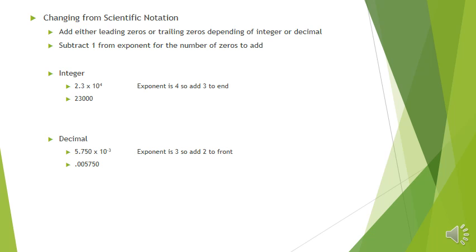Now let's say you want to go from scientific notation to a number. Sometimes you need to do this. So the way to do it is, you're going to add leading zeros or trailing zeros depending on if you have an integer or a decimal point. If you have an integer, you'll be adding trailing zeros. If you have decimal points, you'll be adding leading zeros. Now to figure out how many zeros to add, you simply take 1 from the exponent, and that's how many you add. So let's say I have 2.3 times 10 to the 4th. The exponent is 4, so I take 1 away from 4, so I add 3 zeros. So it's going to be 2, 3, and then 3 zeros after it. When you look at this number, it has 2 sig figs, and it has the placeholder of 3.